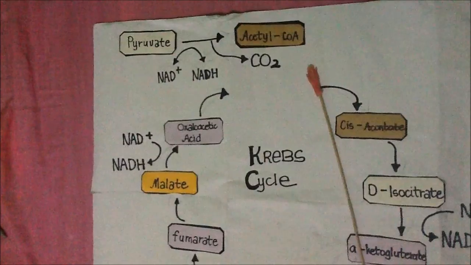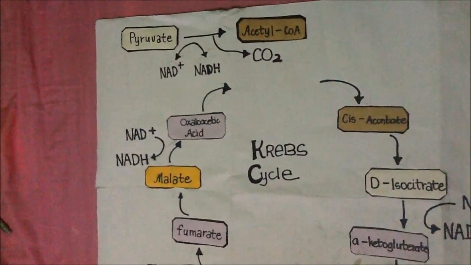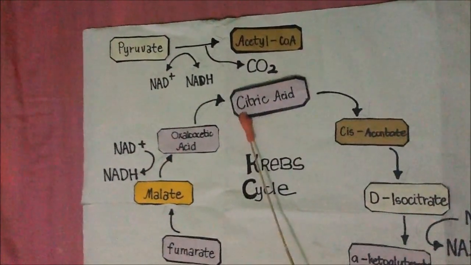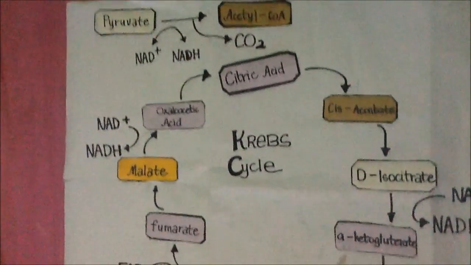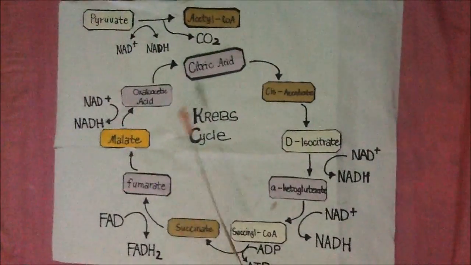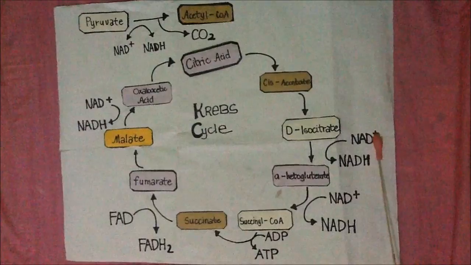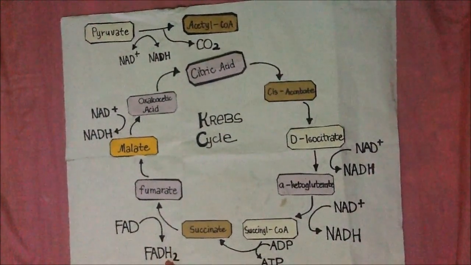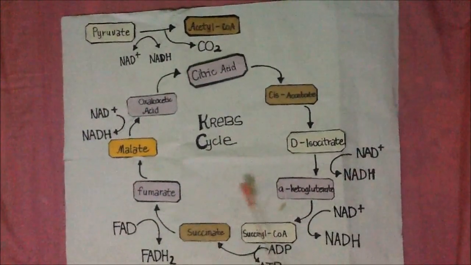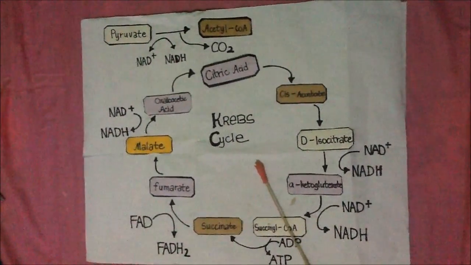Oxaloacetic acid is reactive with acetyl-CoA. Therefore, they react instantly, producing citric acid, which can be found in our orange juice. A whole lot of this process will generate ATP from ADP, NADH from NAD+, and FADH2 from FAD with the help of some complex enzymes. So, let me show you a diagram of the Krebs cycle, or citric acid cycle.